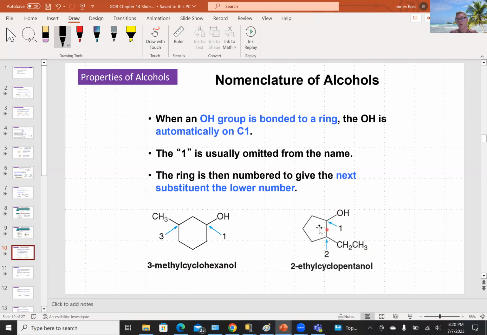Here we have a cyclopentanol, a 5-membered ring. Again, this time going clockwise, we're going to hit this ethyl group. So we'd count clockwise on this occasion, and it would be 2-ethyl cyclopentanol.